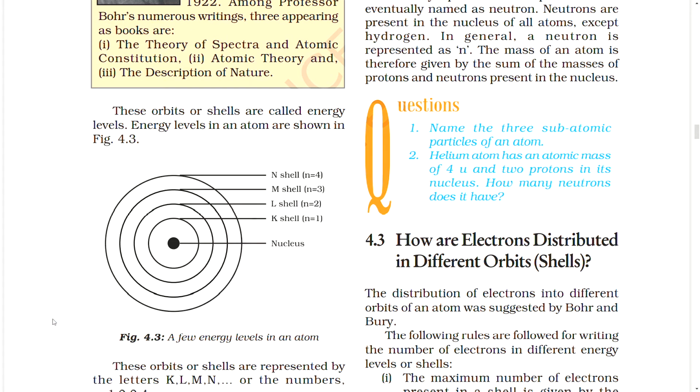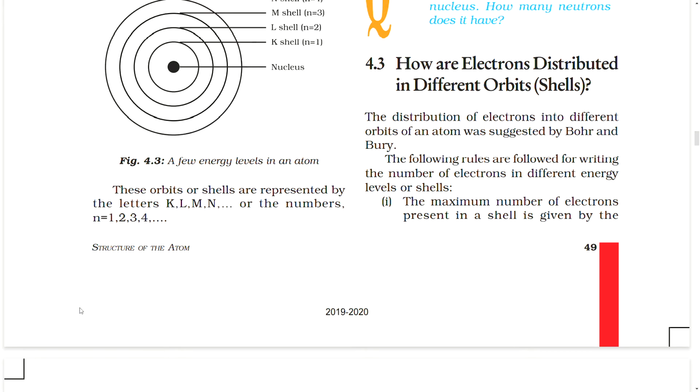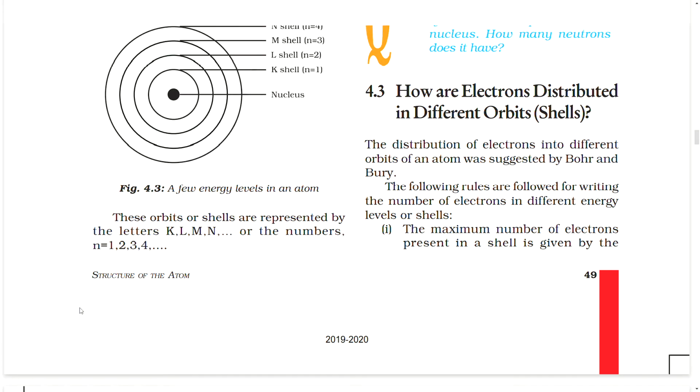These orbits or cells are called energy levels. Energy levels in an atom are shown in the figure: nucleus, K shell, n equal to 1, L cell, n equal to 2, M cell, n equal to 3, N cell, n equal to 4. Figure: a few energy levels in an atom. These orbits or cells are represented by the letters K, L, M, N or the numbers n equal to 1, 2, 3, 4.